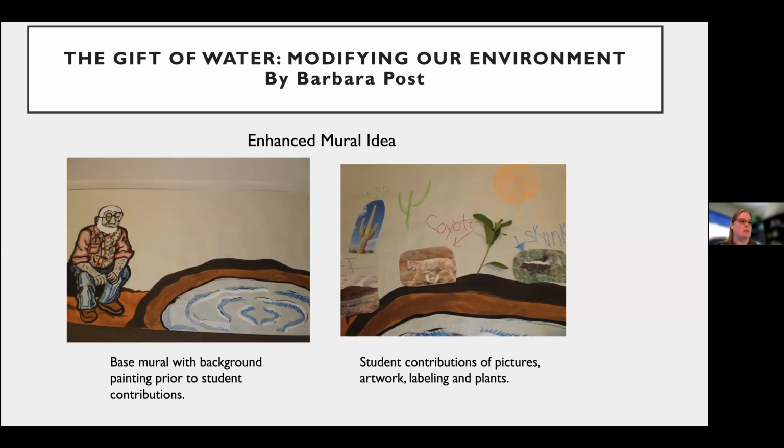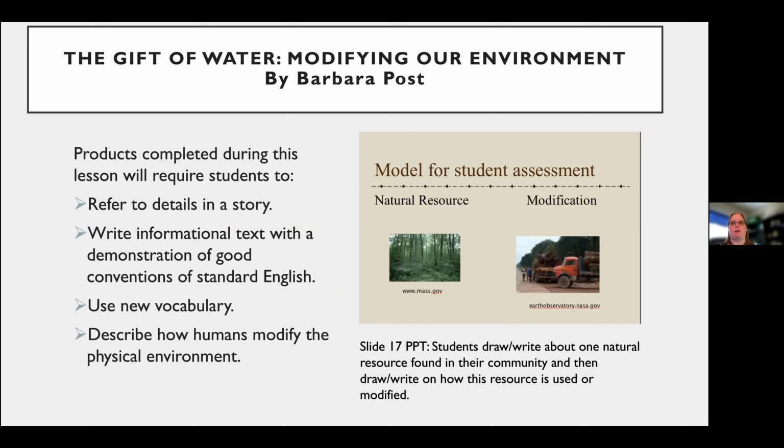And then one part of this lesson does have the students as a class create a mural. So you start by putting up a base mural using butcher paper, or you project it on the screen, and then the students will add things to the mural, what they've learned from the story. Okay, what animals were there? What was he planting in his garden? And they get that interaction where part of your classroom, part of your board is all in detail about that book, about what the story is. So the products you're going to complete: they refer to details in the story, write informational text, demonstrate good conversations, use new vocabulary, and describe how humans modify the physical environment.